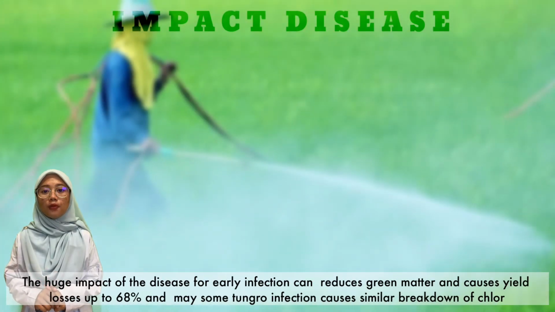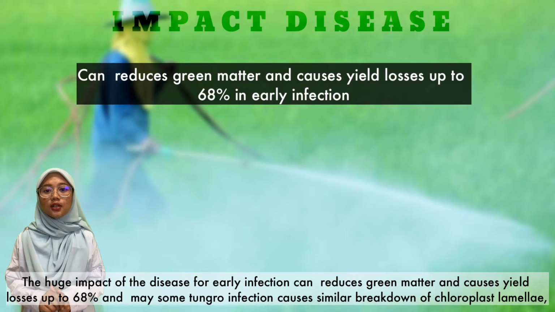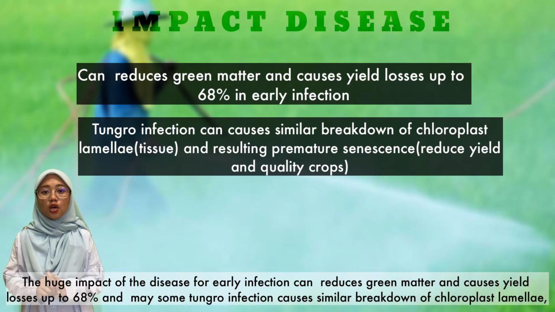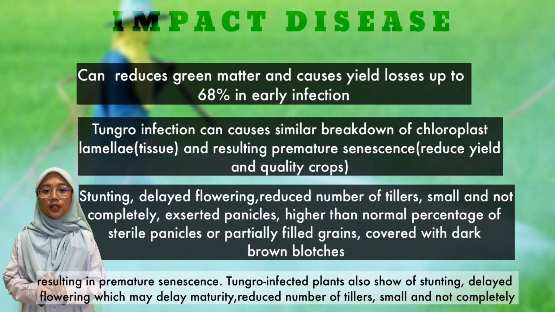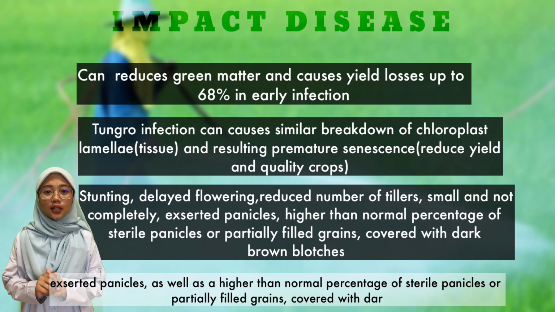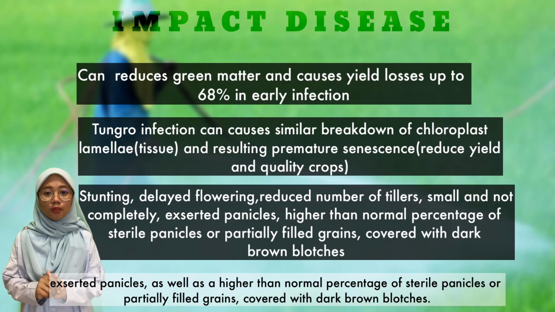The huge impact of this disease for yearly infections can reduce green matter and cause yield losses of up to 68%. Some Tungro infections cause similar breakdown of chloroplast lamellae, resulting in premature senescence. Tungro infected plants also show stunting, delayed flowering, which may delay maturity, reduced number of tillers, small and not completely exserted panicles, as well as a higher than normal percentage of sterile panicles, or partially filled grains covered with dark brown blotches.